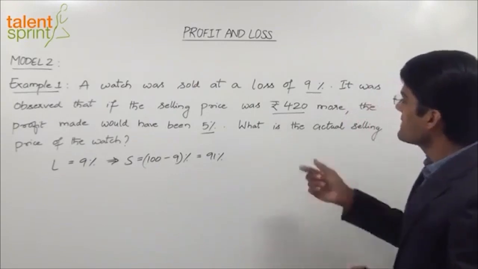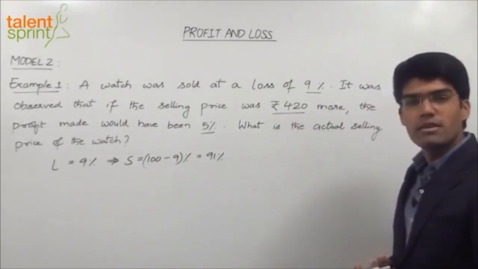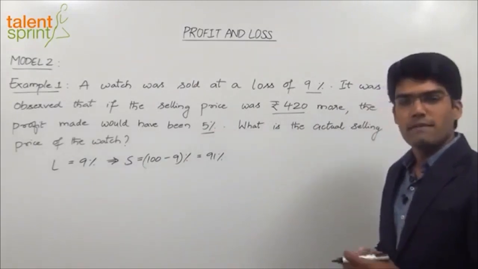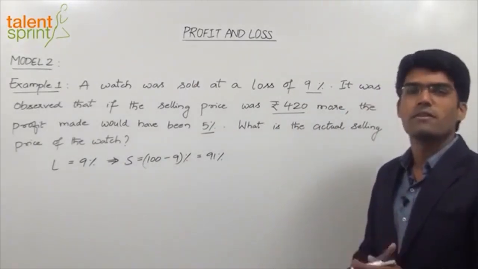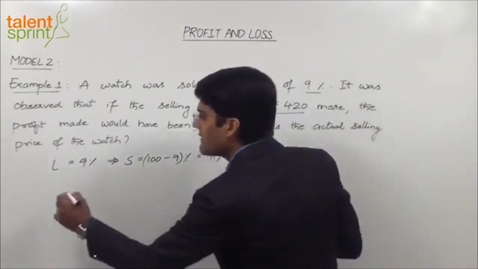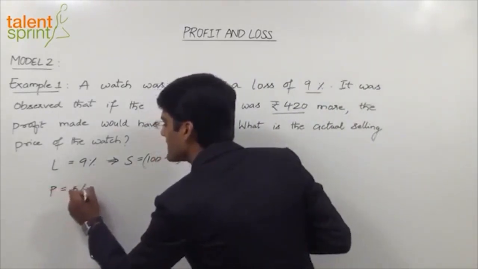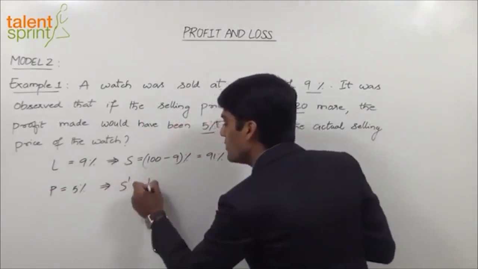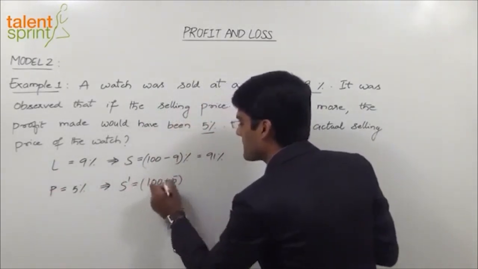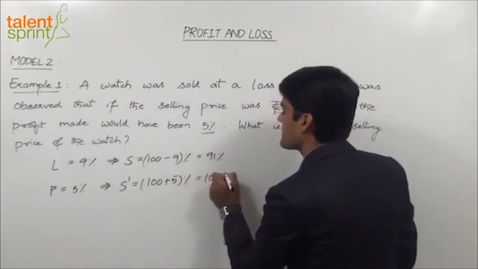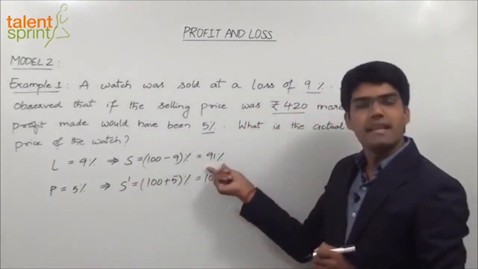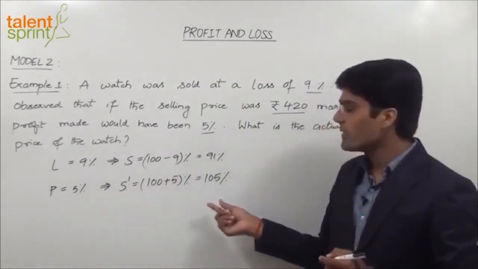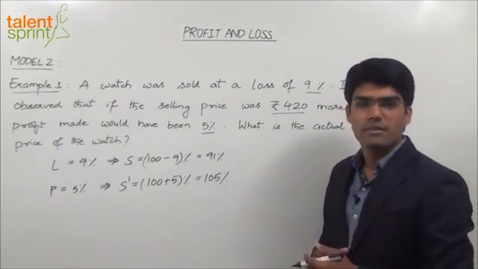The next part of the question says if the selling price is increased by rupees 420, the profit made would have been 5%. That means if the selling price is increased by 420, profit will be 5%. Now we know that if the profit is 5%, the selling price, let us take it as S dash, the new selling price will be equal to 100 plus 5%. That is nothing but 105%. So the original selling price is 91%, but the new selling price, when the price is increased by rupees 420, would be equivalent to 105%.